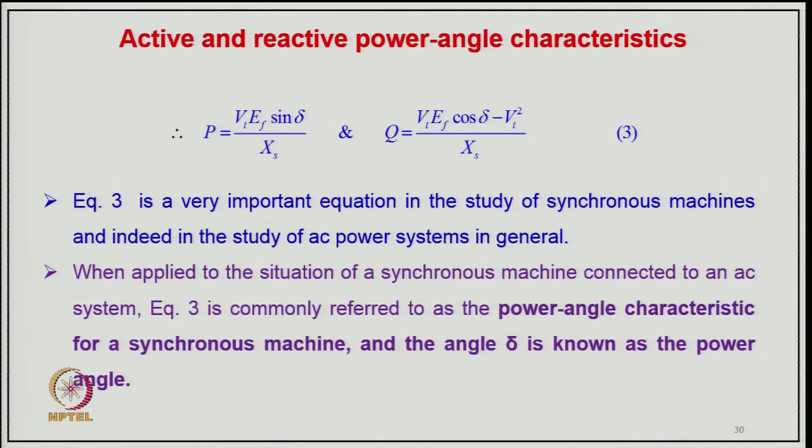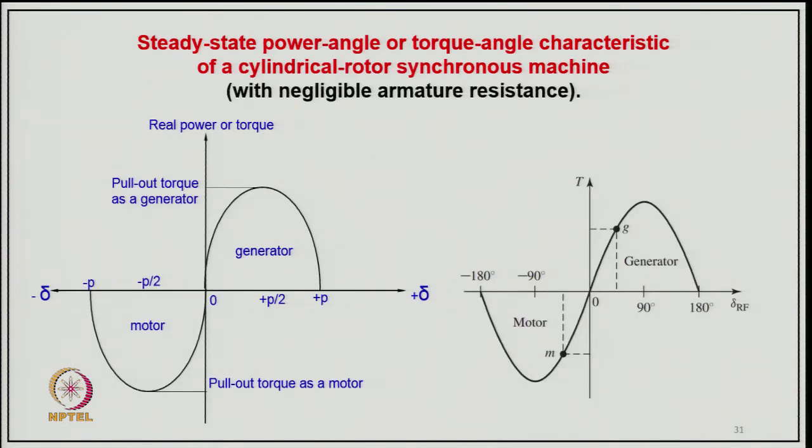this equation is commonly referred to as the power angle characteristic for the synchronous machine, and the angle delta is known as the power angle. And this is the characteristic, as you can see here. Typically, as far as torque or power is concerned, because speed is constant, we can say this is pull out power or torque, and here pull out torque as a motor, and this is the torque versus delta angle. So you can see the normal operating condition is as a generator here, which is much lesser than the peak, and for motoring also it is much lesser than the maximum torque, or what we call the stability limit.